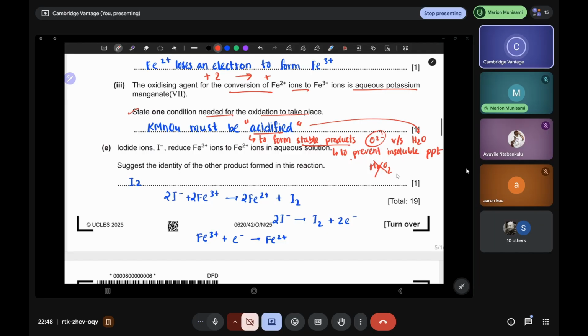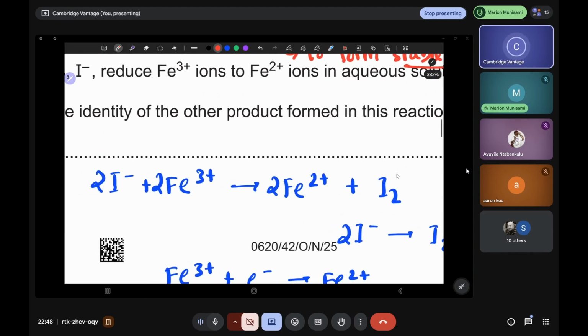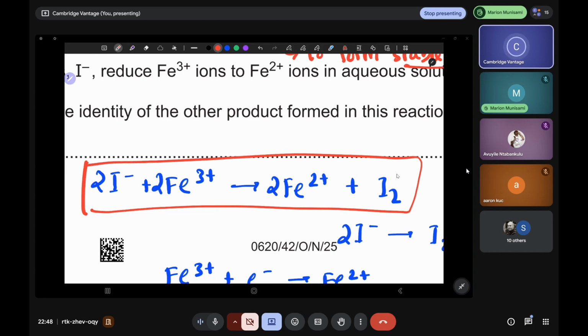And then we have: iodide ions, I-, reduce Fe3+ ions to Fe2+ ions in aqueous solution. Suggest the identity of the other product formed in this reaction. So I have written down the reaction for us so that we can discuss what's happening. We know that the Fe3+ ion got reduced. Now for it to be reduced, something must have been oxidized. Something must have lost electrons. So what was reducing the Fe3+ ions? It was the iodide ions.